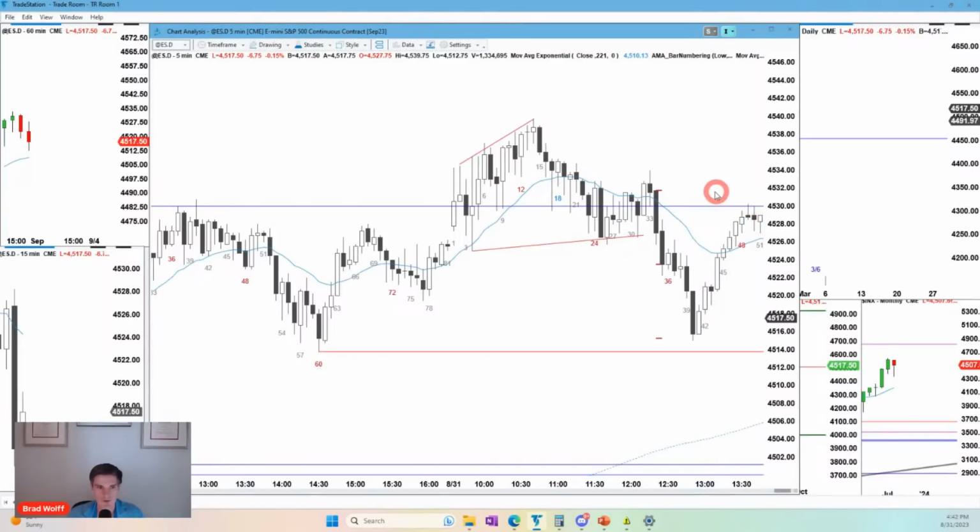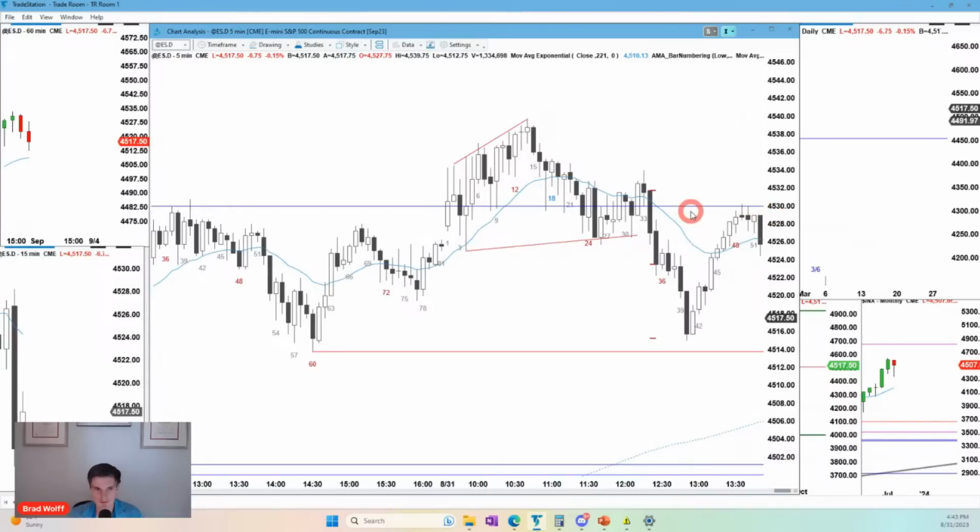Plus, look where you are in the overall context of the day. Here's the high of the day. Here is the low of the day. So the 48 low is the midpoint of the day's range, and you're pretty much right there. That increases the risk that there are probably sellers and the market is going to go sideways right here.